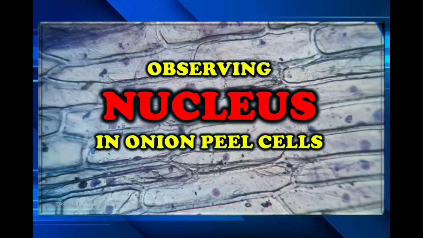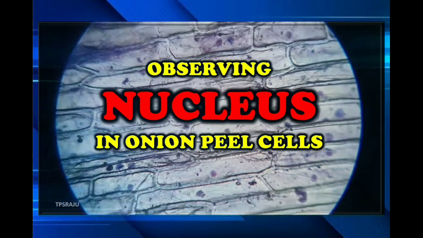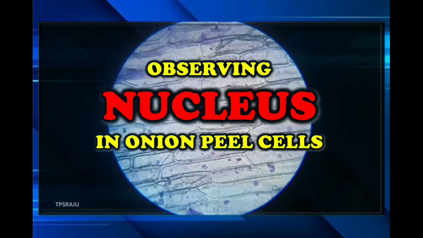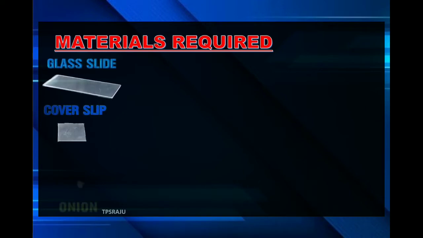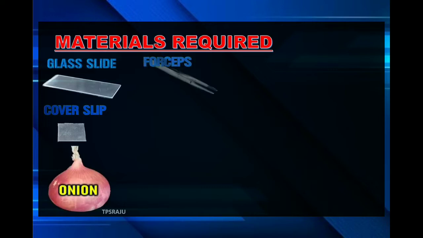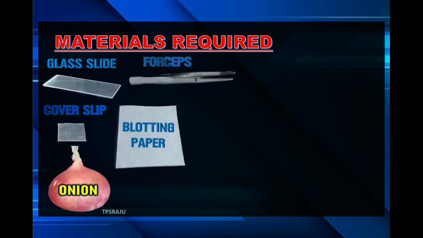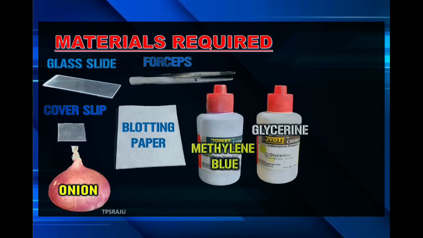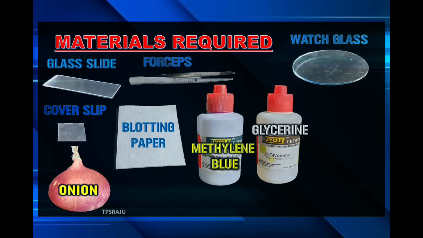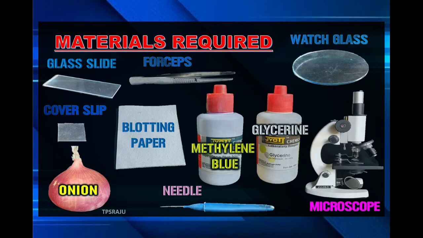Okay. Next. Today we are going to observe the nucleus in onion peel cells. For doing this experiment, we require some materials such as glass slide, cover slip, onion, forceps, blotting paper, methylene blue, glycerin, watch glass, needle, and microscope.